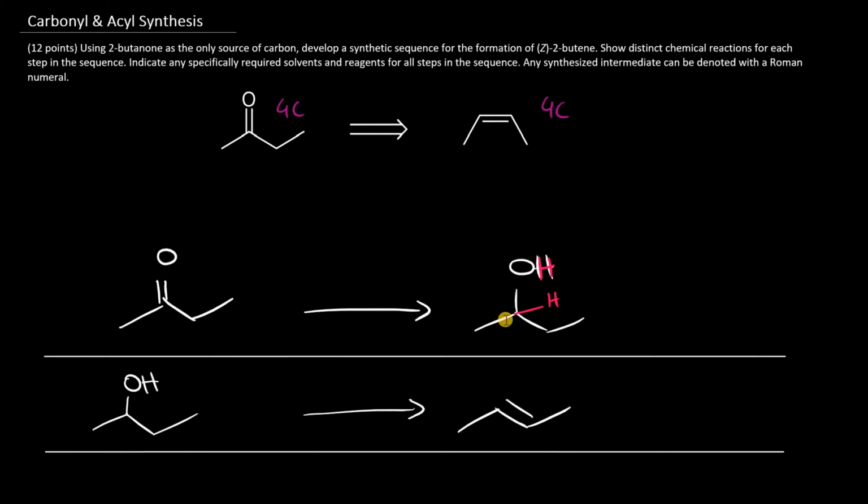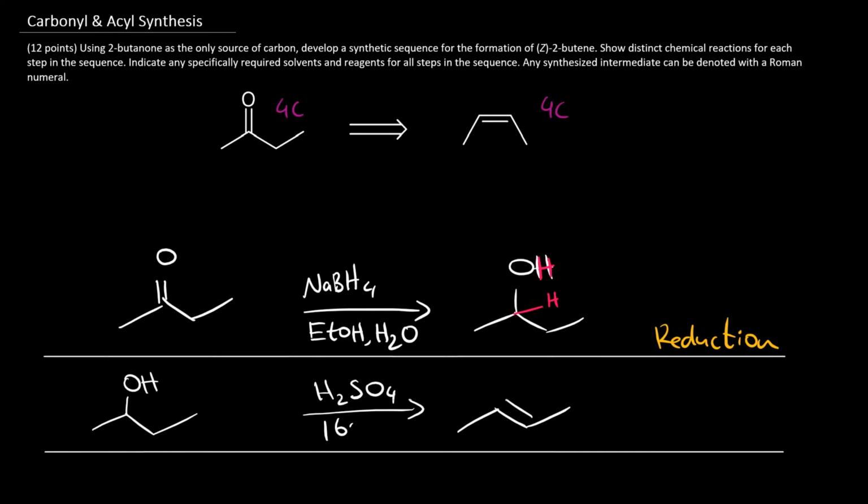So the addition of hydrogens is a reduction. And to reduce this ketone, we can use sodium borohydride reducing agent. The solvent for this reaction is ethanol and water. After we reduce it, we can dehydrate. One way to do that is by using sulfuric acid and setting the reaction to about 160 degrees. It's these vigorous conditions that allow us to form the Zaitsev product, the trans-2-butene.